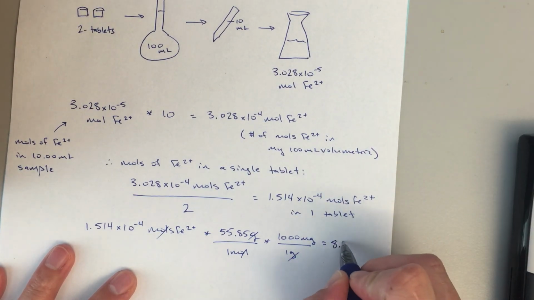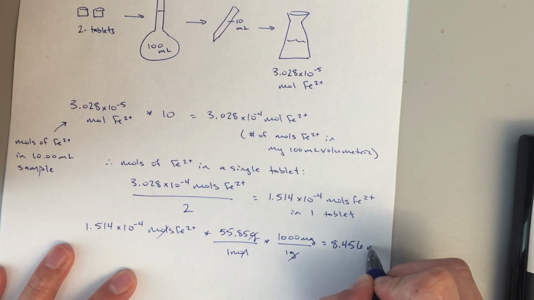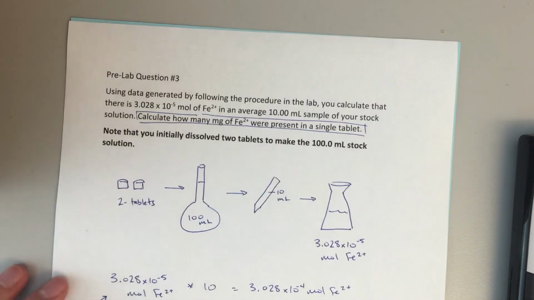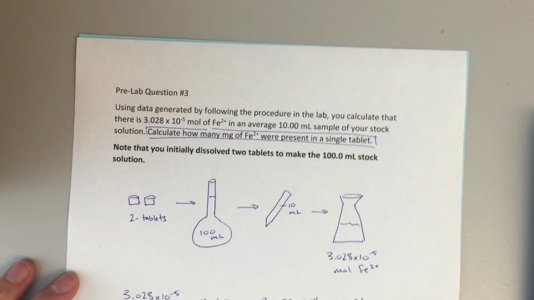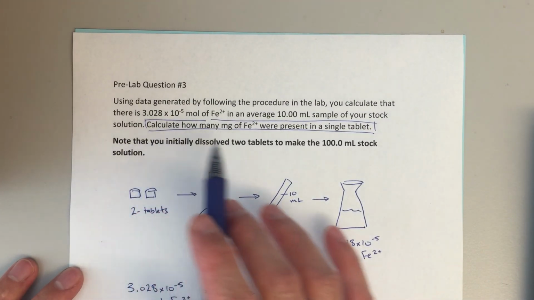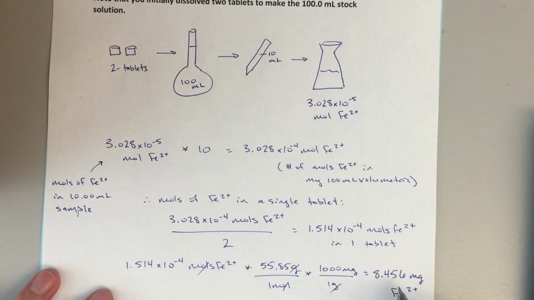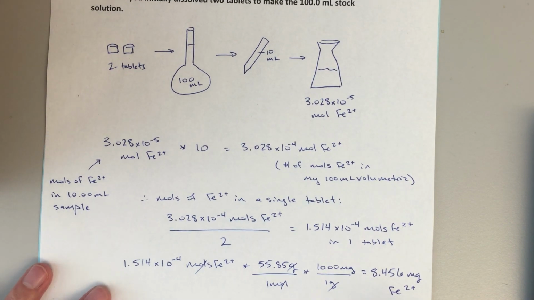And as we can see, 8.456 milligrams of iron 2+. We can do a quick significant figure check here. All of my values up here have 4 significant figures, so in my final answer, 4 significant figures is appropriate. Hope that helps.